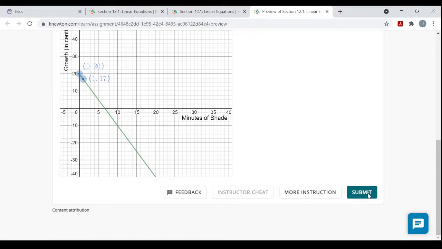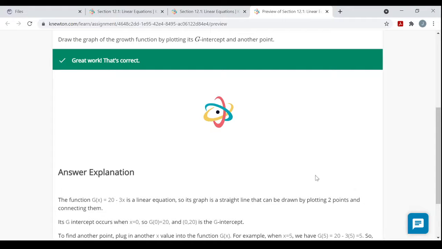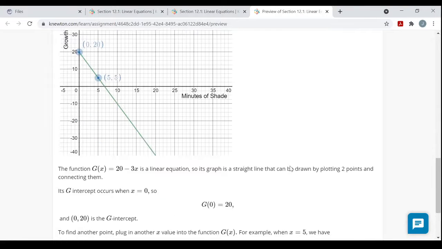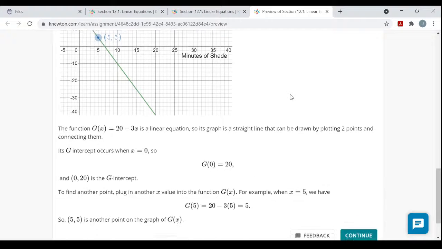So I submit. Wonderful. And again, very easy. I'm hoping this is a very easy objective for all of you who have taken some sort of algebra class. See, 4, 8, 5, 5. They plotted 5, 5 here. All sorts of points. There are infinitely many points on a line.